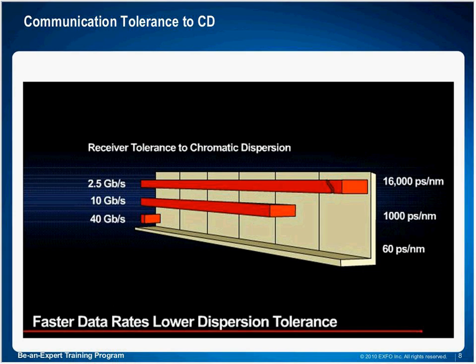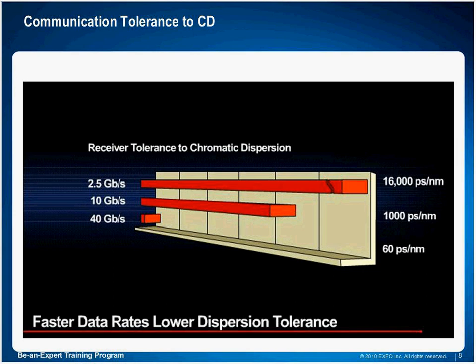For example, we can look here at 2.5 gigabits per second. We get about 16,000 picoseconds per nanometer of total tolerance. So that's actually quite a lot of tolerance. We can have a lot of chromatic dispersion without having it affect our 2.5 gig signal.